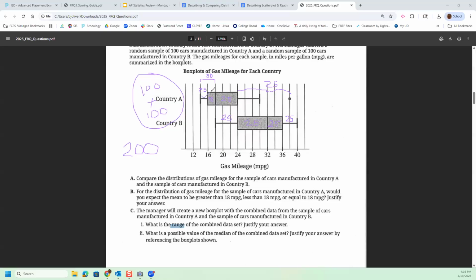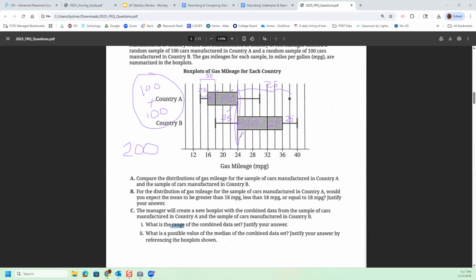I've got 25. I've got 25. I'm now up to 50. I've got 25. I'm up to 75. But I also have, if I mash these two guys together, these 25 down here, 1, 2, 3, 4. That tells me that this number right here is my median. My median is about 24 miles a gallon.